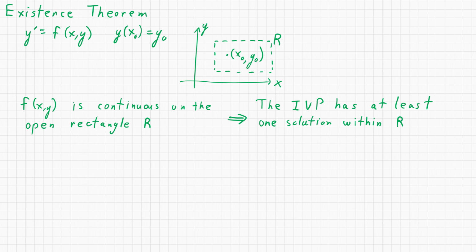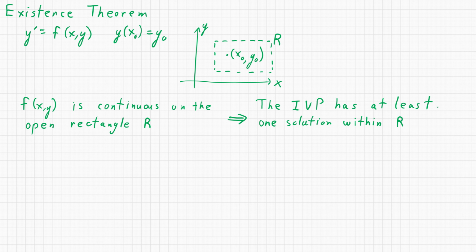So here we have our implication statement. f of x, y is continuous on the open rectangle R. So, everywhere in this open rectangle, this function f of x comma y, which y prime equals, is continuous. Then the initial value problem has at least one solution within R, and it goes through this point here.